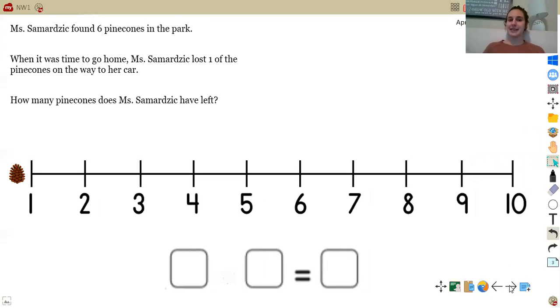Miss Samajich found 6 pine cones in the park. When it was time to go home, Miss Samajich lost one of the pine cones on the way to her car. How many pine cones does Miss Samajich have left?